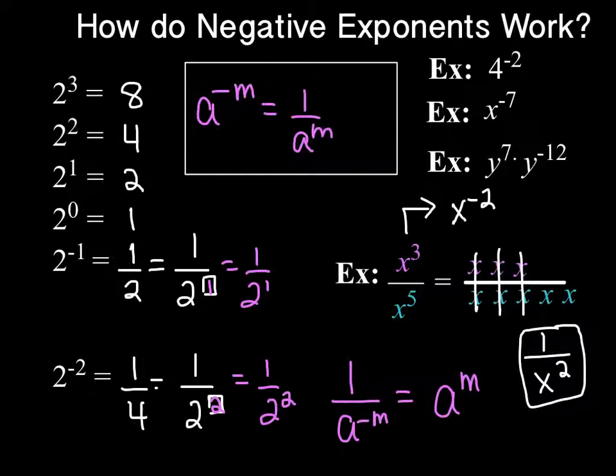So 4 to the negative 2 would become 1 over 4 to the second, which would be 1 over 16. X to the negative 7 would be 1 over x to the 7th.